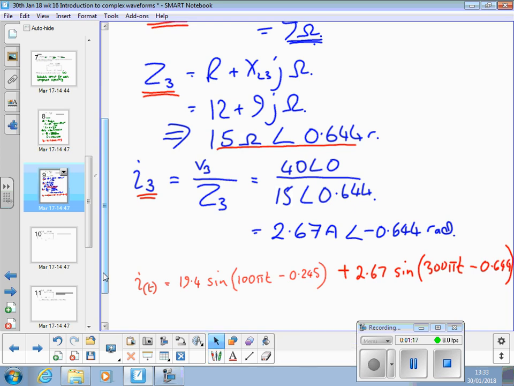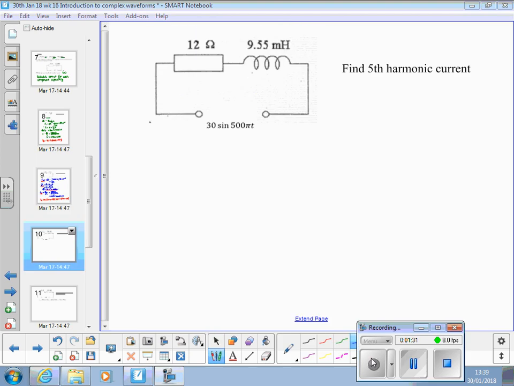Okay, so finish that off by calculating the fifth harmonic current on the final page. Right, fifth harmonic current, sorry. So XL5 = omega 5L = 500 pi times 9.55 times 10 to the minus 3, equals 15.